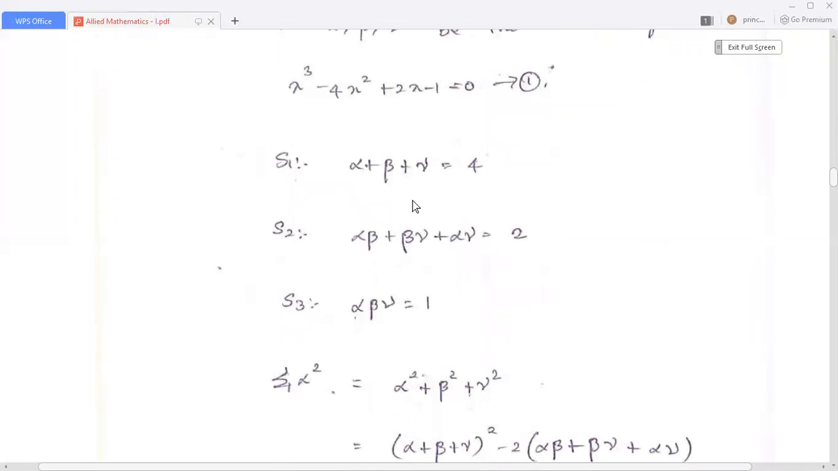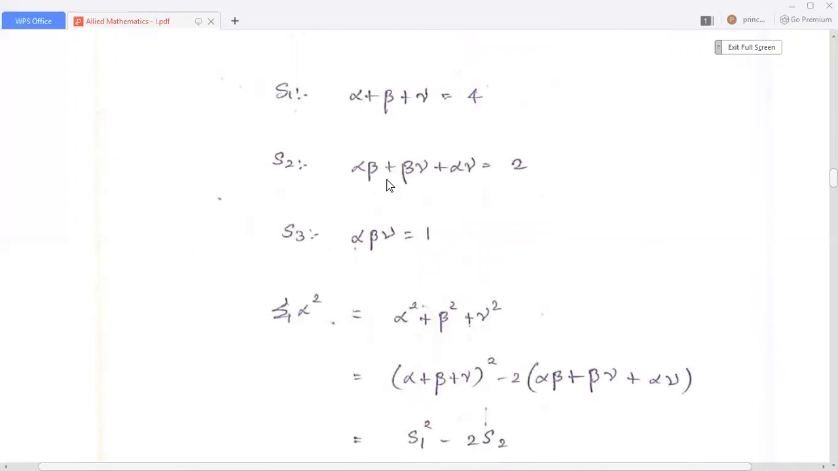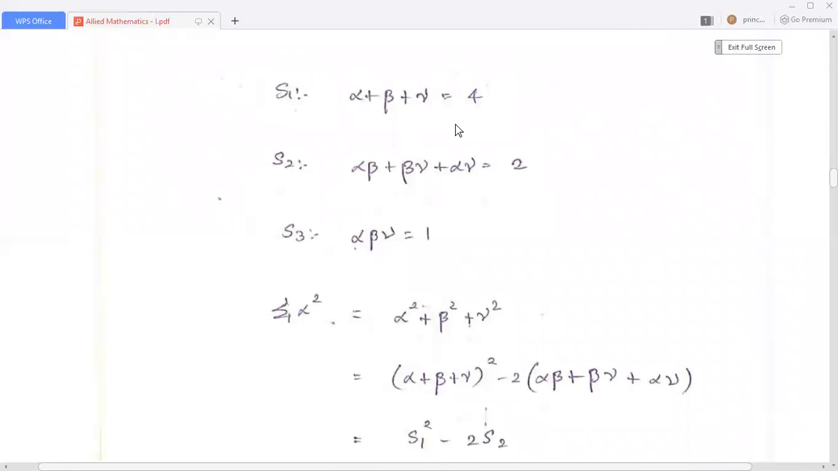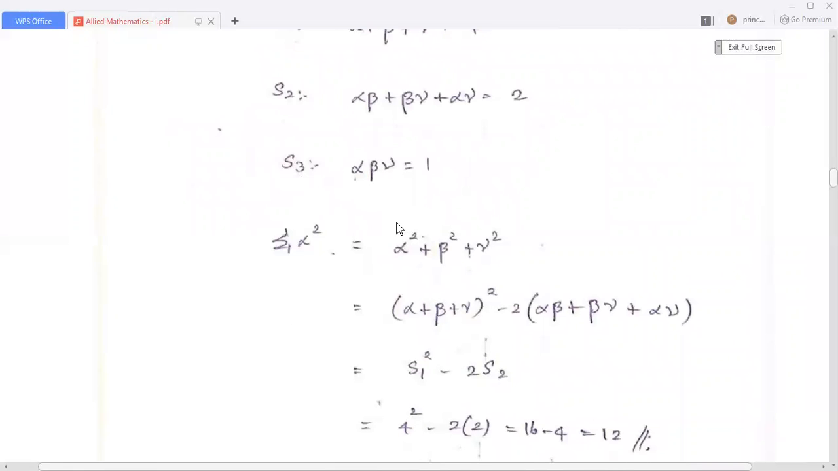Now we write the relation between roots and coefficients. The sum of all the roots can be taken as S1. So alpha plus beta plus gamma equal to 4. The next is the sum of product of roots taken 2 at a time. That is S2. This can be taken as alpha beta plus beta gamma plus alpha gamma equal to 2. Next, the product of all the roots, that is S3, alpha beta gamma equal to 1. So these values can be used to calculate the required values.